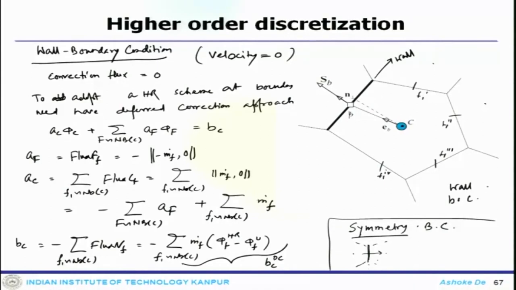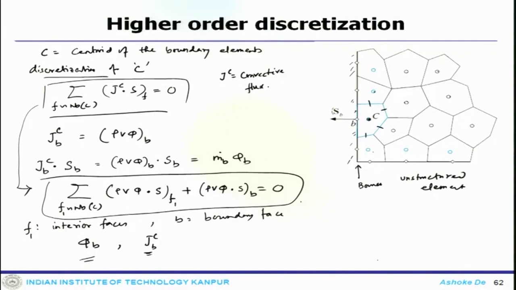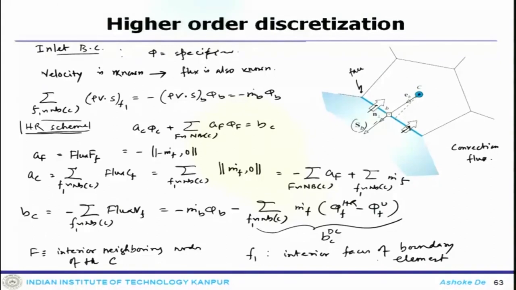So we have looked at 3 different kinds of boundary conditions with respect to the higher order discretization. When we started with the convection discretization, we had looked at the inlet boundary, outlet boundary, symmetry boundary, and wall boundary conditions, but that was with respect to our initial discretization scheme. Now, for interior nodes we are using the higher order, or higher resolution, schemes. So obviously, when you come down to the boundary, you do not have the information from the other side. To apply the HR scheme, you require some modification, which is a deferred correction, and which will come as a source term in the discretized equation.